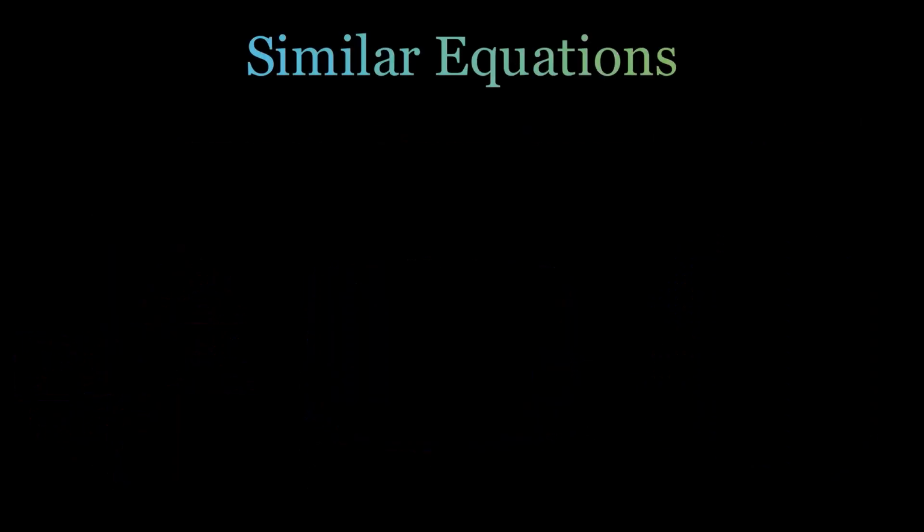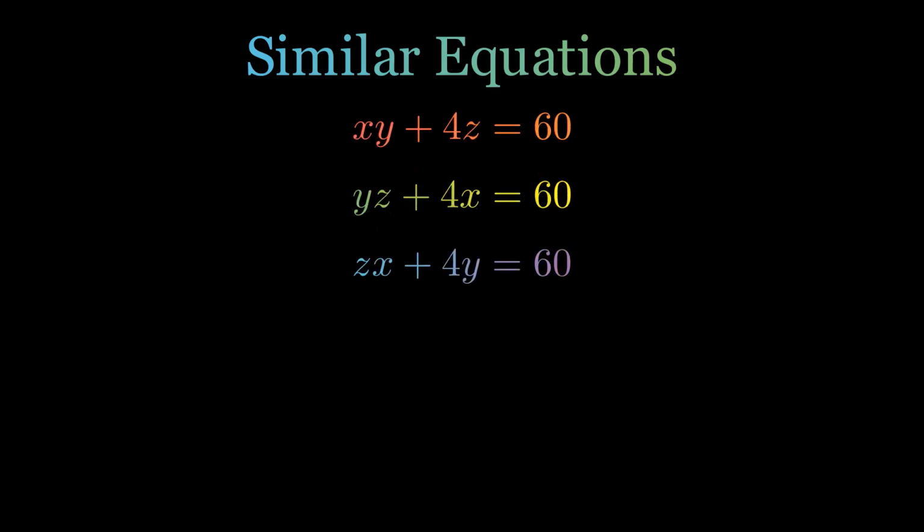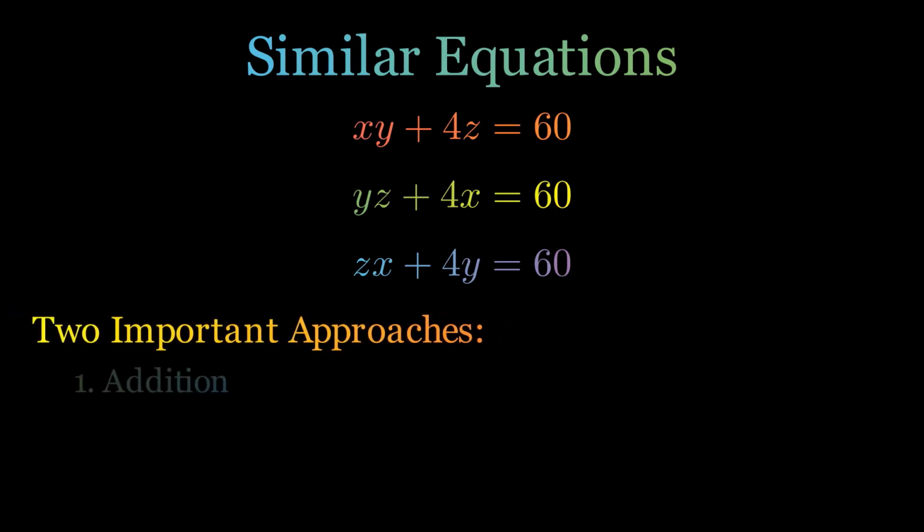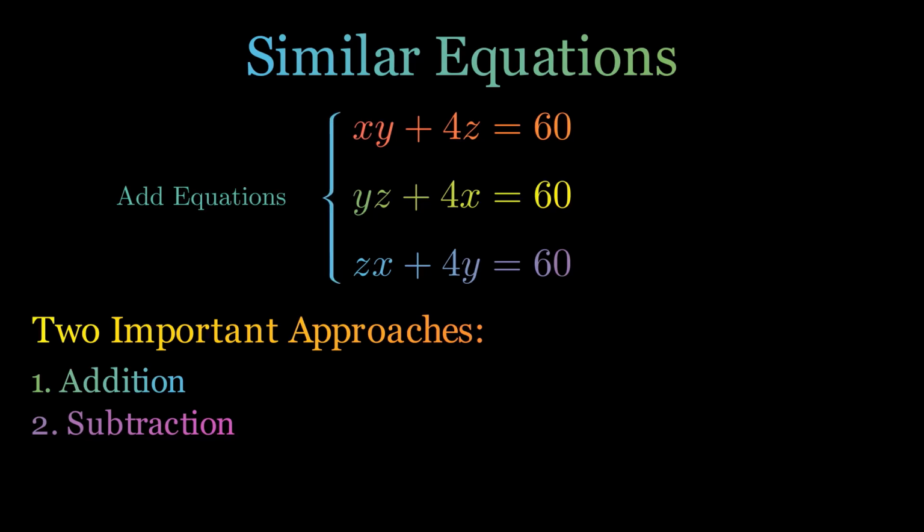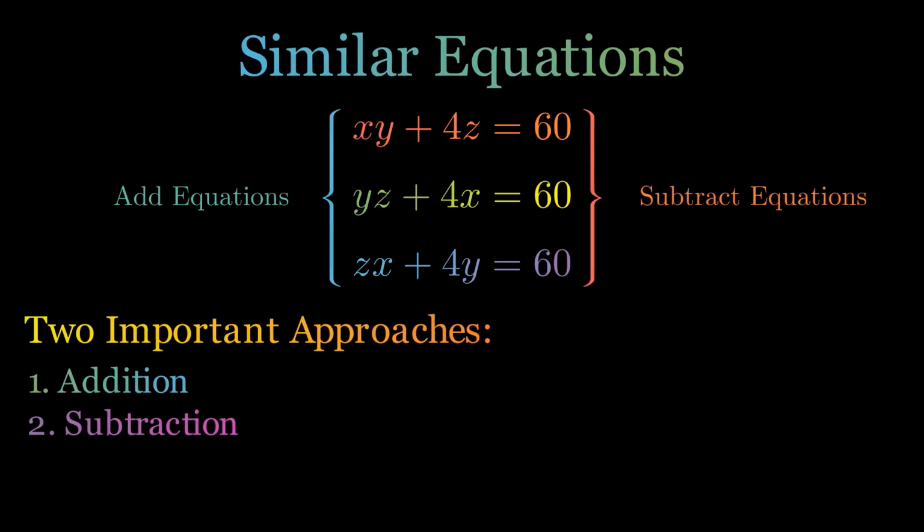Have you ever wondered how to approach similar equations efficiently? When we have similar equations, there are two key approaches: addition and subtraction. But why are these techniques so powerful? Because they help us eliminate variables and reveal useful relationships.